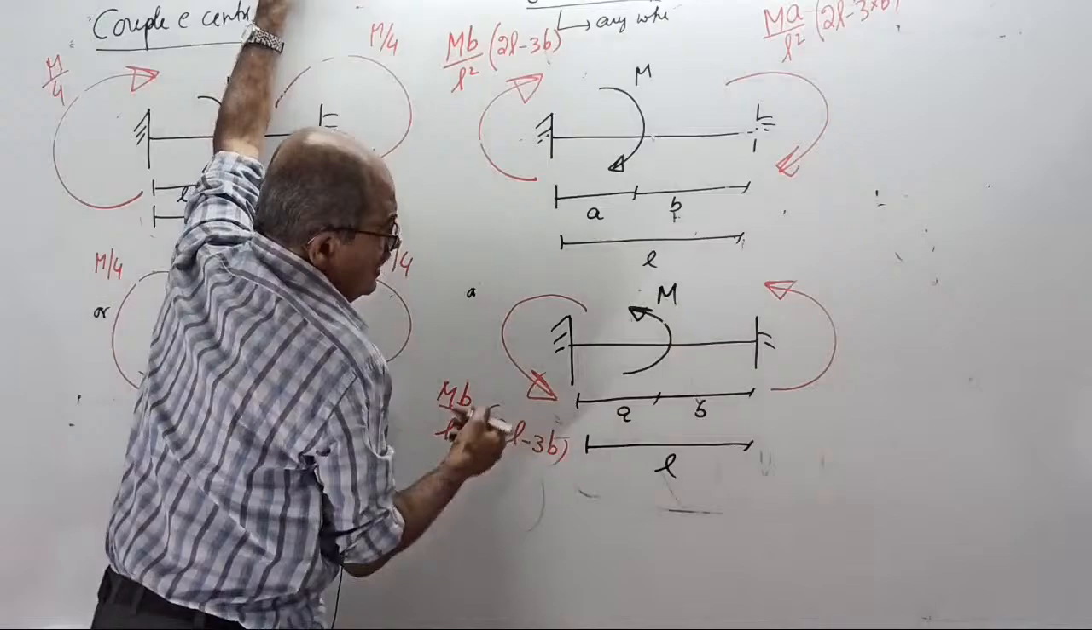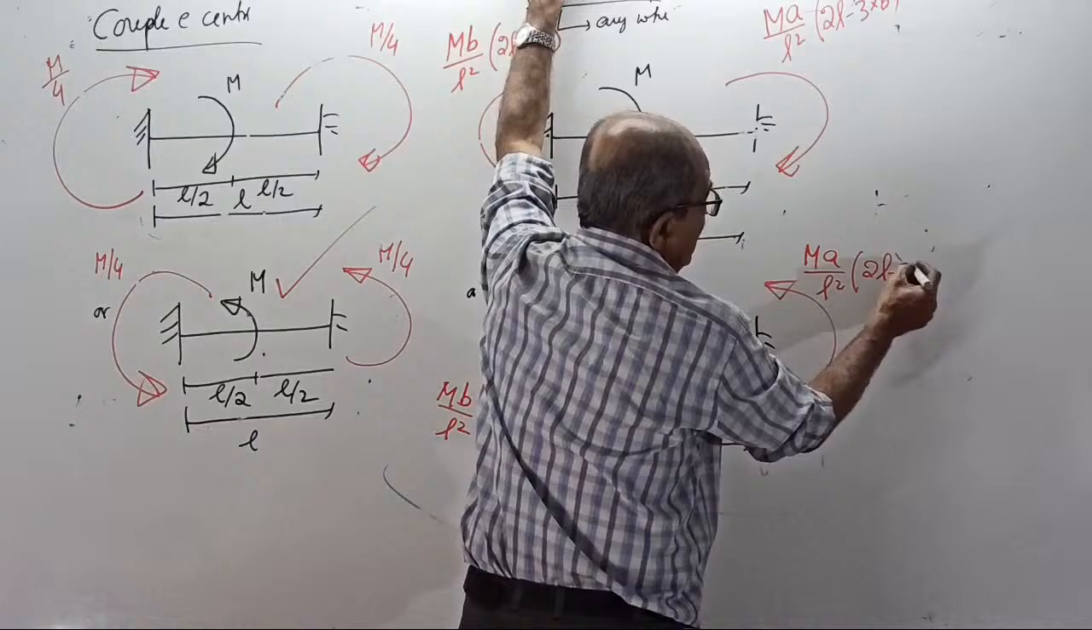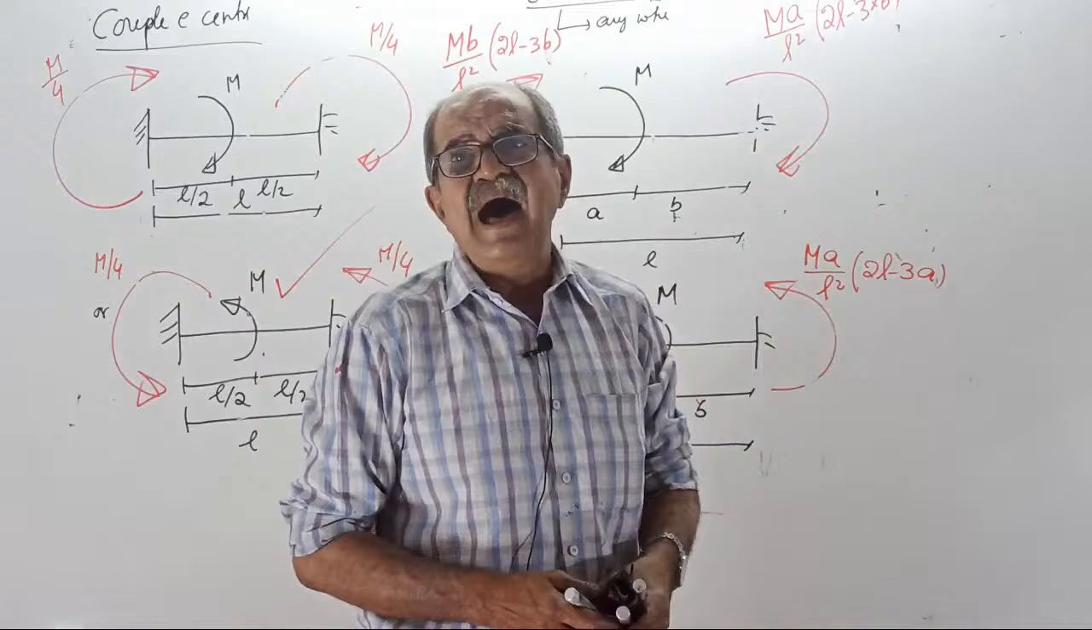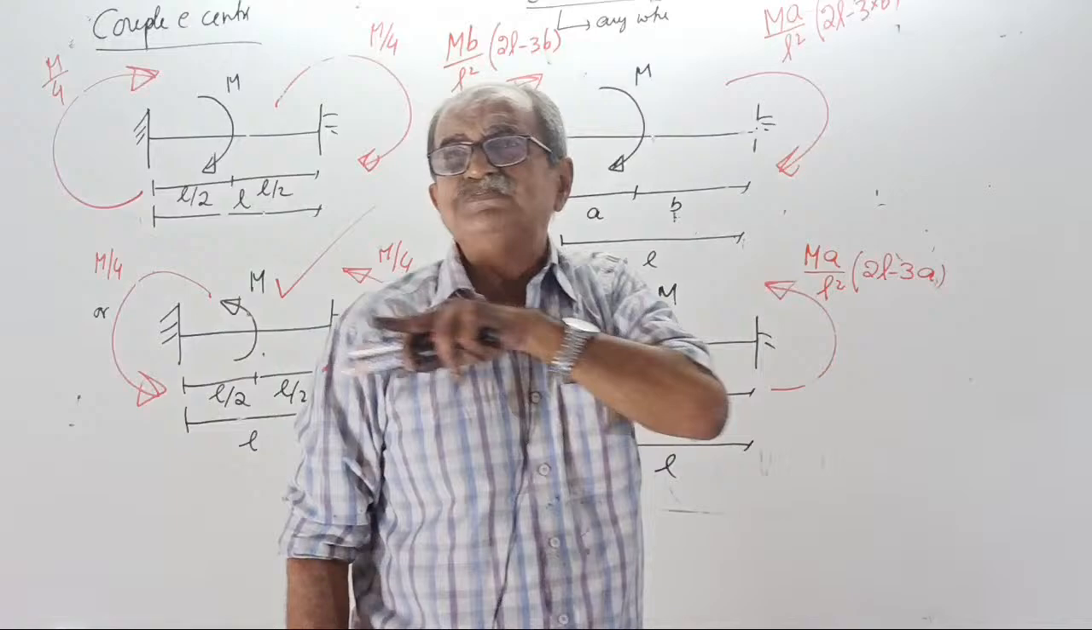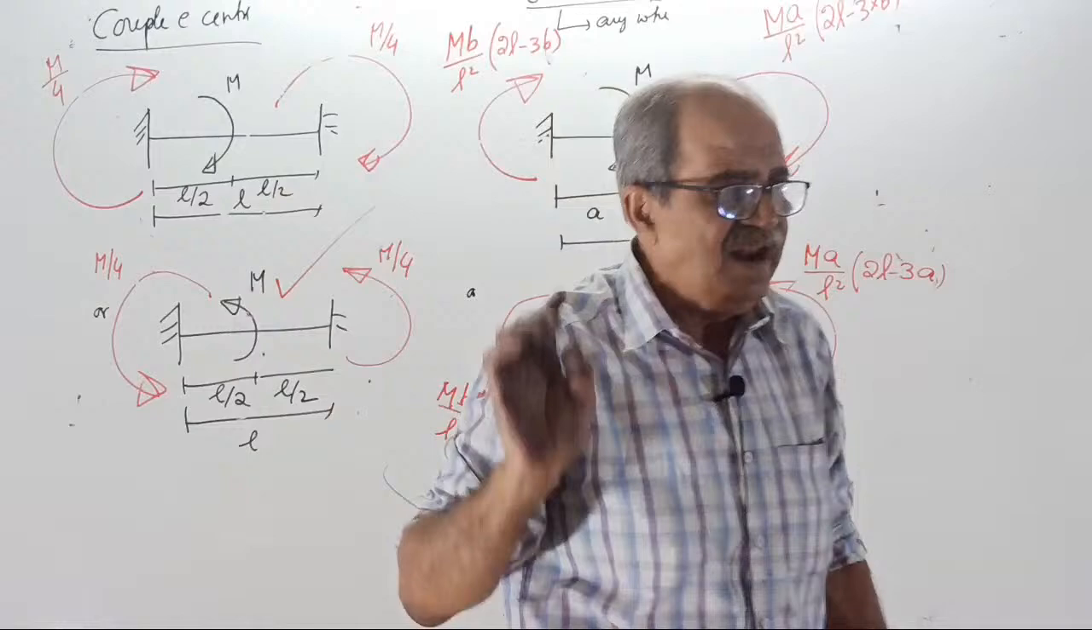Couple M, if I want here, into the other distance a divided by span square, 2 times span minus 3 times the other distance a. Now, what some people do is remember it this way. My class formula is couple into the other distance divided by span square into 2 times span minus 3 times the other distance. That is the formula I am using. Clear?